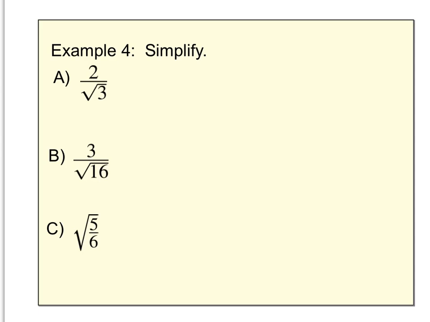Next, let's work on simplifying fractions that have a radical on the bottom. So these are not considered simplified because you cannot have a square root or a radical on the bottom of a fraction. So you have to do something called rationalize the denominator. Rationalize the denominator.